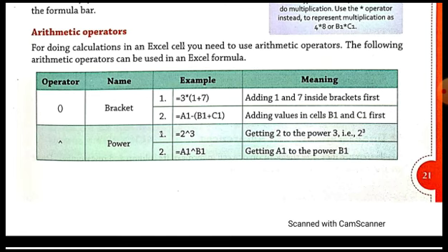Then power is used for obtaining the power of any number to any base. So 2 to the power 3 means 2 into 2 into 2. Then also a1 to the power b1. Here a1 and b1 are two cell addresses containing numerical values, and those values will be treated as numbers. For example, if a1 has 5 and b1 has 3, then 5 to the power 3 means 5 into 5 into 5. So whatever the value of a1 and b1, the value of a1 will be calculated to the power of b1.